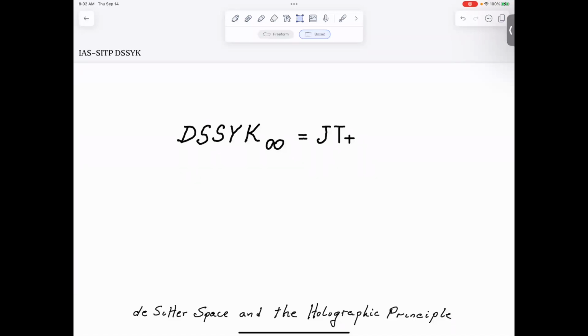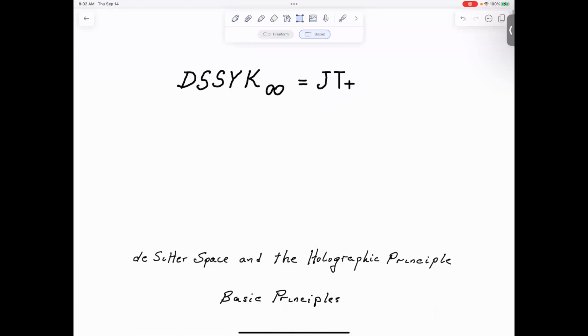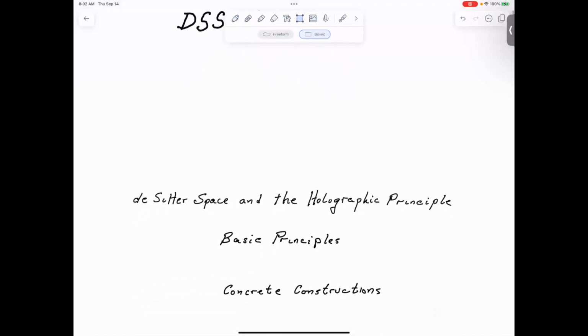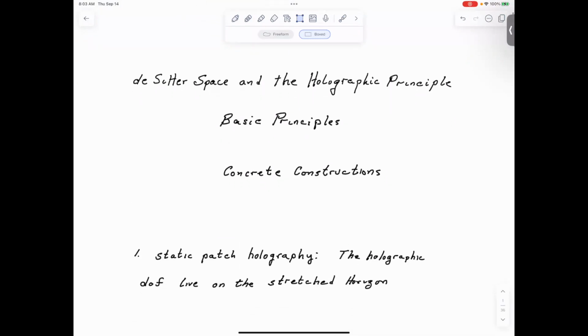We're going to talk about de Sitter space and the holographic principle. There are some basic principles that are important, but in order to get those basic principles really firm and to understand them completely, I feel the need personally to have concrete constructions that we can explore and try out these ideas. Some people are smart enough to be able to understand the basic principles without the concrete constructions. I don't think I am.